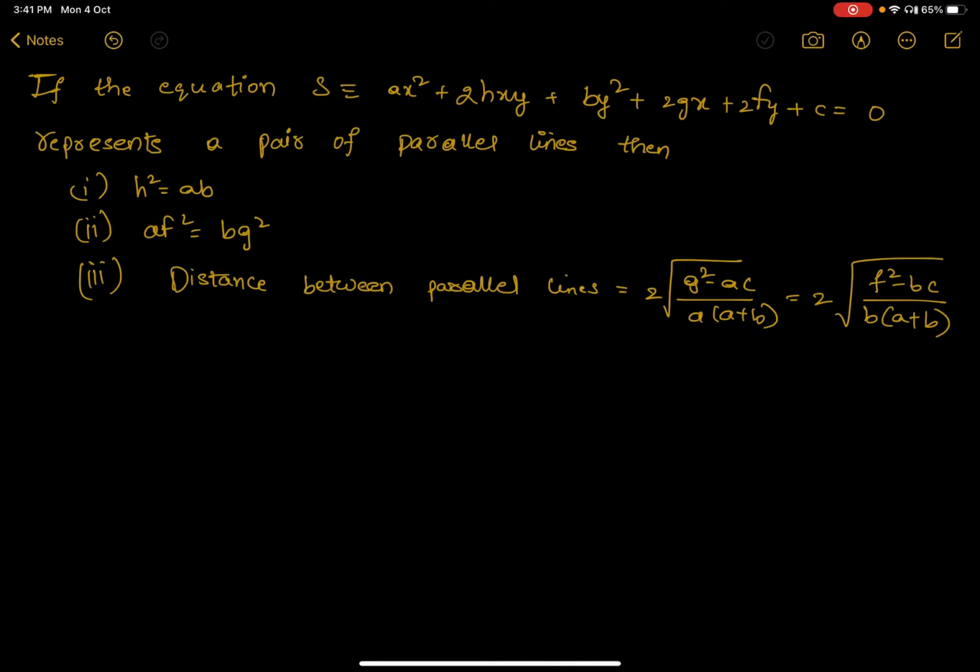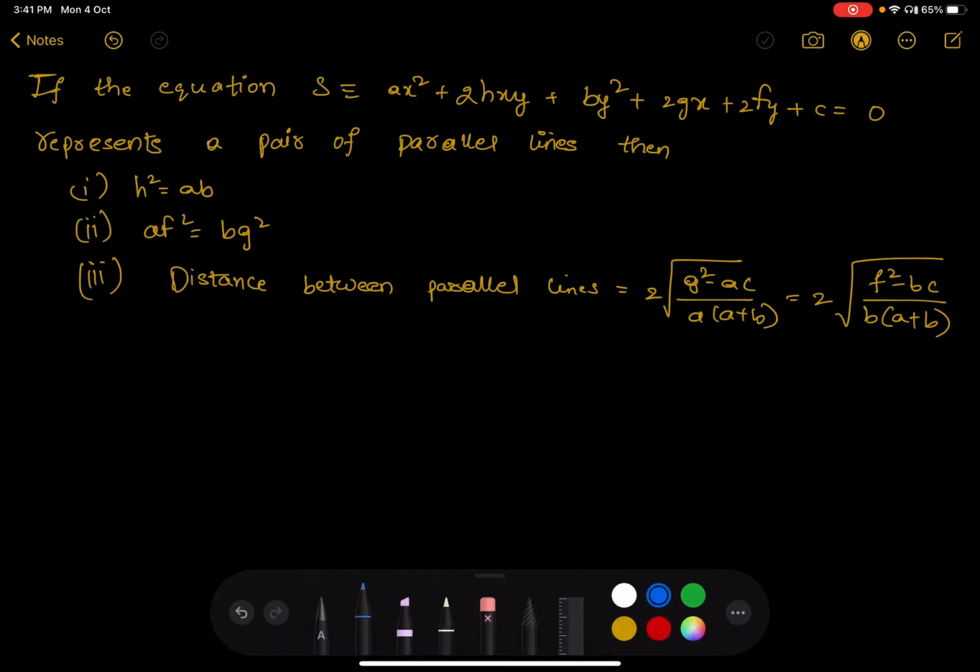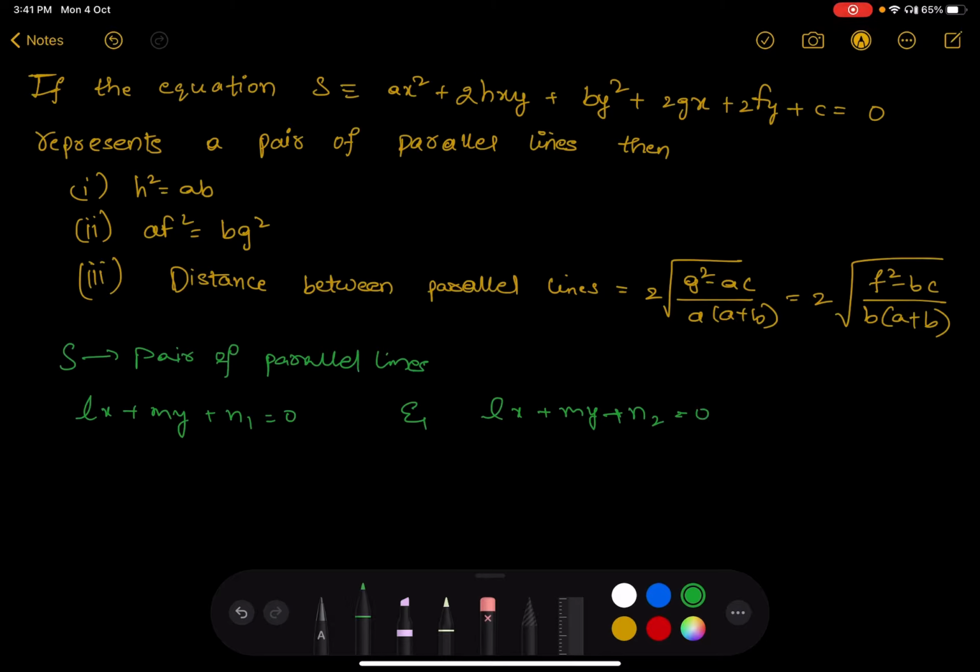Now let us prove these conditions if a given curve represents a pair of parallel lines. So let us assume, for this, the given equation of the curve S represents a pair of parallel lines. Now let us assume the pair of parallel lines as Lx plus My plus N1 is equal to 0 and Lx plus My plus N2 is equal to 0, because the lines are parallel, coefficient of x and coefficient of y remain the same, that is L and M, and the only difference between them is the constant term, which is n1 in the first line and n2 in the second line. So these are the two lines which are represented by the given curve S.